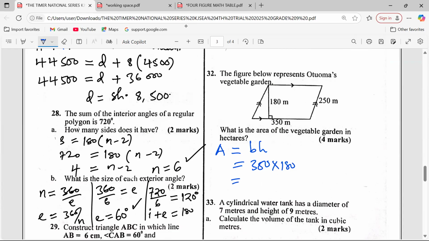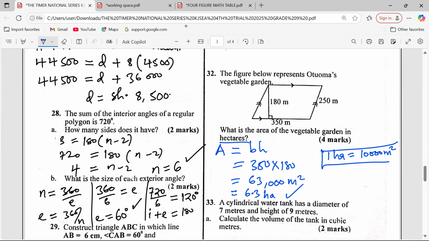This now is going to give us exactly 63,000 square meters. But now we are supposed to give it in hectares. So we divide by 10,000 for us to get 6.3 hectares. So without the conversion, somebody would miss the mark. 1 hectare equals 10,000 square meters.